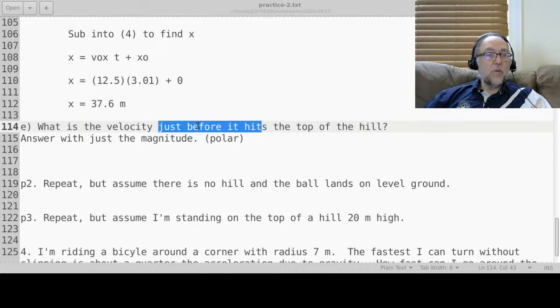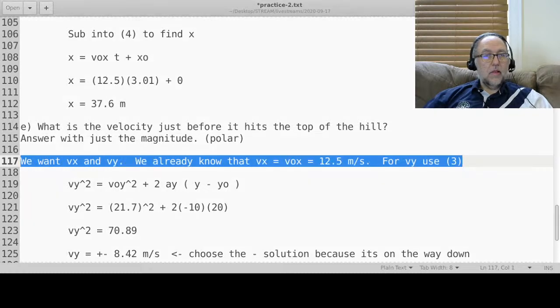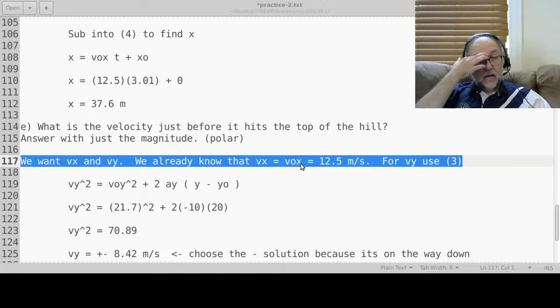All right, Vx we already know. Why? Because Vx is the same as V naught x. We went through that. There's no change in the x component of the velocity. So Vx is V naught x, which is 12.5 meters per second. We need Vy, which is the y component, so that we can finally solve for the magnitude.